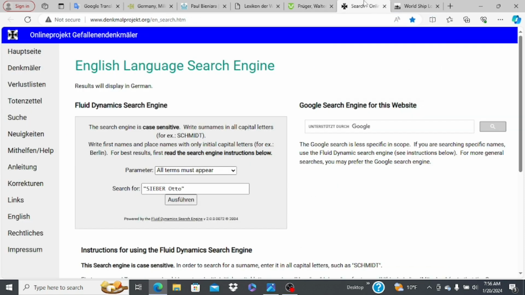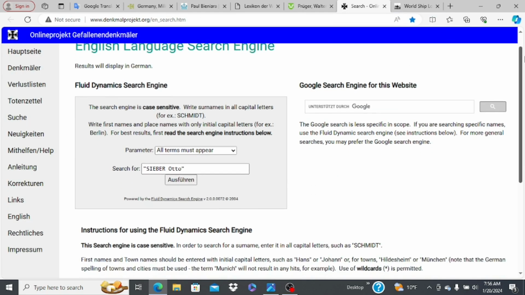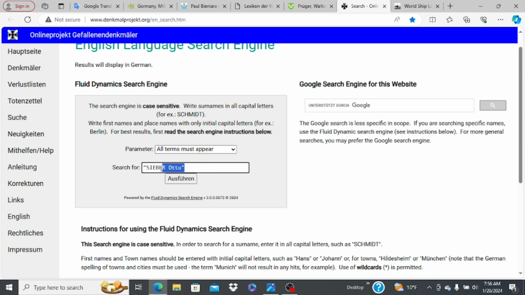The Denkmal project basically goes through all the different war memorials that are in Germany. I've only used it relatively recently. It's helped me in one or two cases where I was able to determine that maybe somebody's name on their card was a nickname. That's another thing you need to keep an eye out for. If you have nicknames on cards, like Hans is short for Johannes, for example, or Johann.